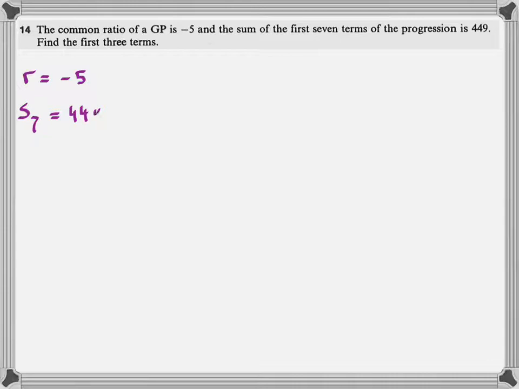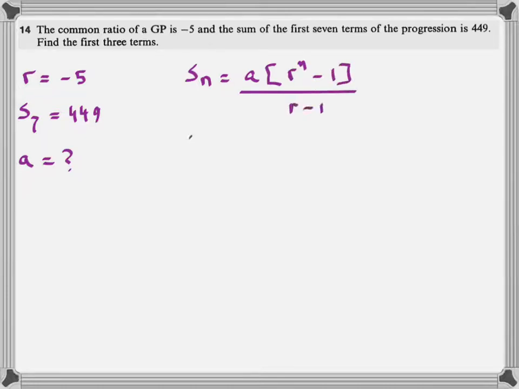S7 is 449, and S7 is A1 minus Rn raised to the power of n, R raised to the power of n minus 1 over R minus 1. So 449 is A minus 5 raised to the power of n minus 1 over minus 5 minus 1.